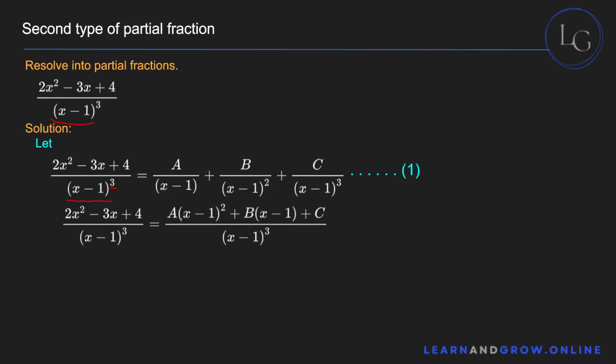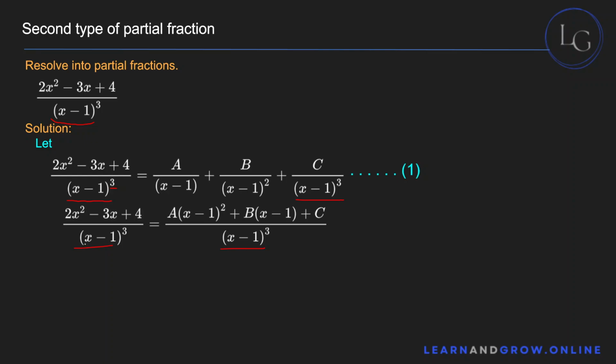Obviously, you'll have to take the LCM so that the denominators of the left-hand side and right-hand side can be equal. So obviously for this A here, we must have this (x minus 1) whole cube underneath every single partial fraction. So this A will be multiplied with (x minus 1) whole square, so that this denominator will also be multiplied with (x minus 1) whole square, and that can give you (x minus 1) whole cube. So A will be multiplied with (x minus 1) whole square, B will be multiplied with (x minus 1), and C will remain as it is since it has (x minus 1) whole cube underneath as its denominator.